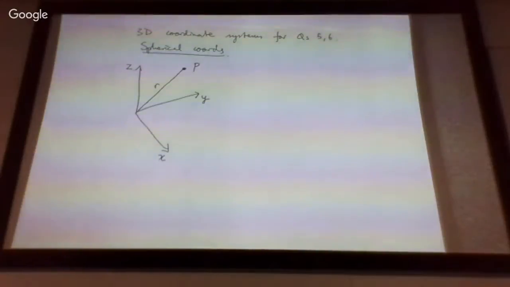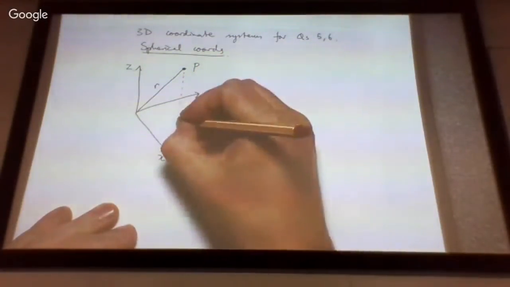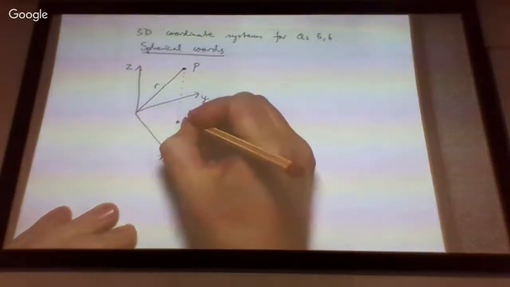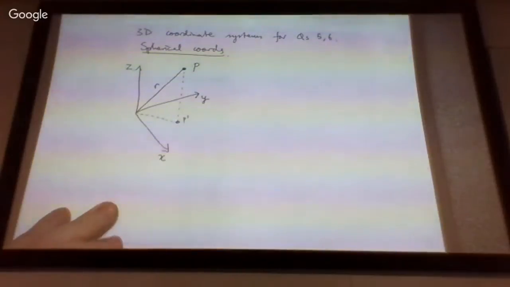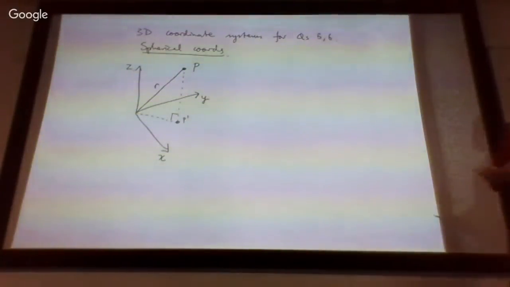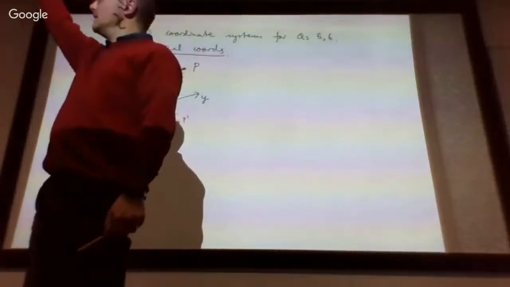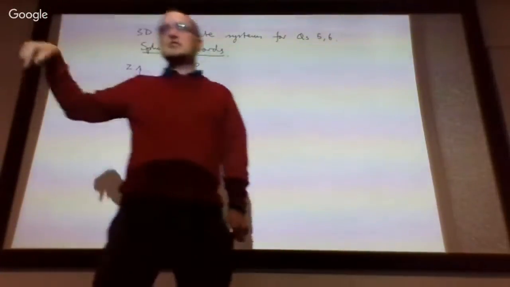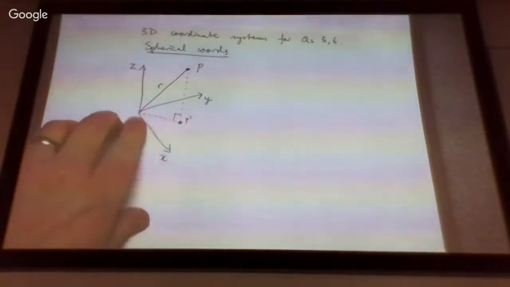We also project the point P down onto the xy plane, this point P prime. So this is a right angle here. So it's the perpendicular projection of P down onto the xy plane. So wherever the point P is hovering up here, you just drop it straight down, vertically down onto the xy plane. That gives us this point P prime here. And we also get the projection of the radius here.